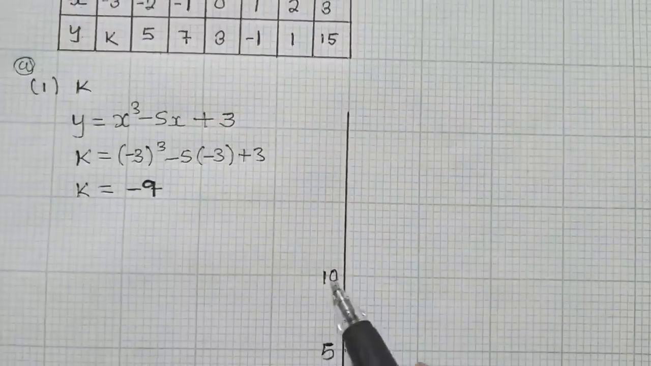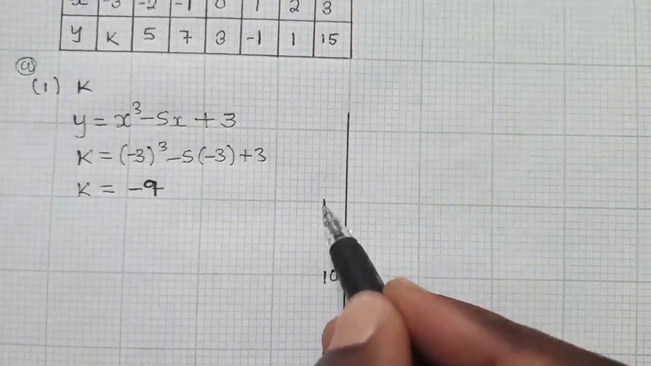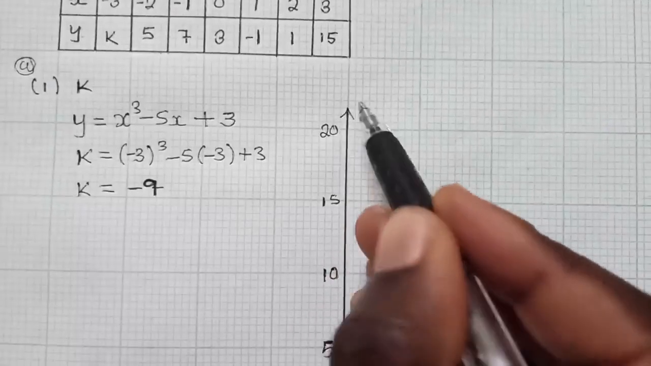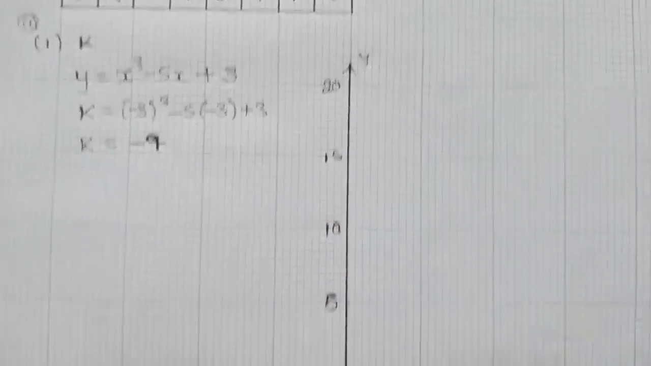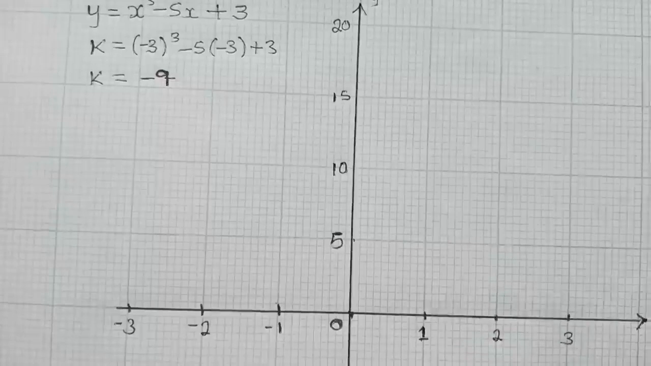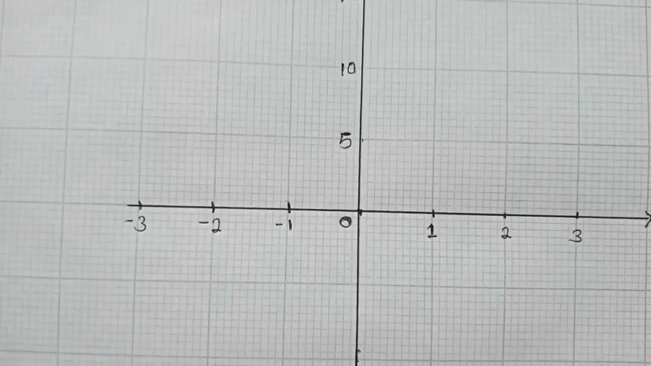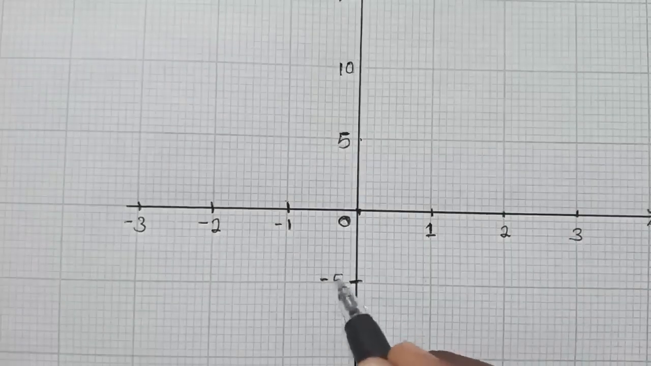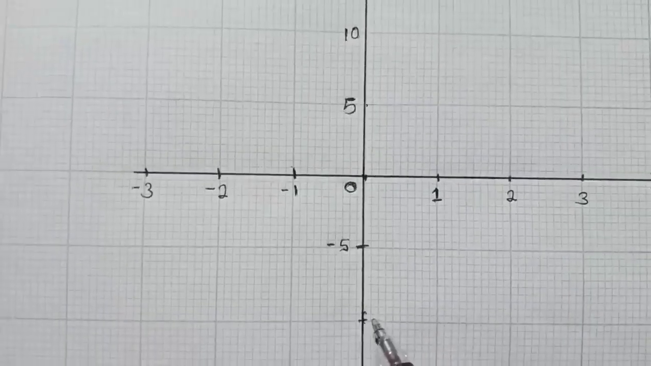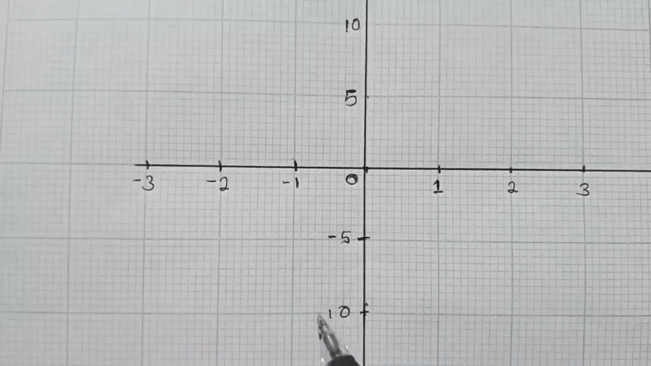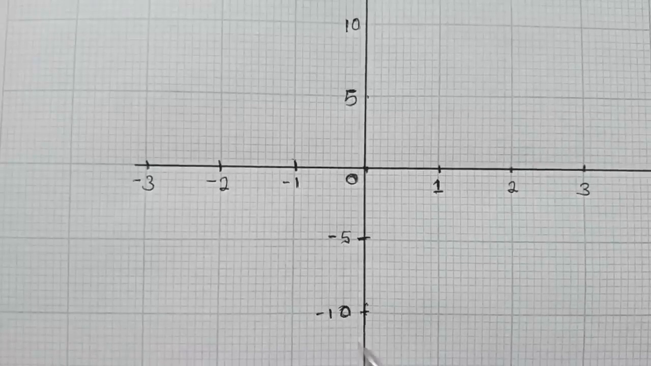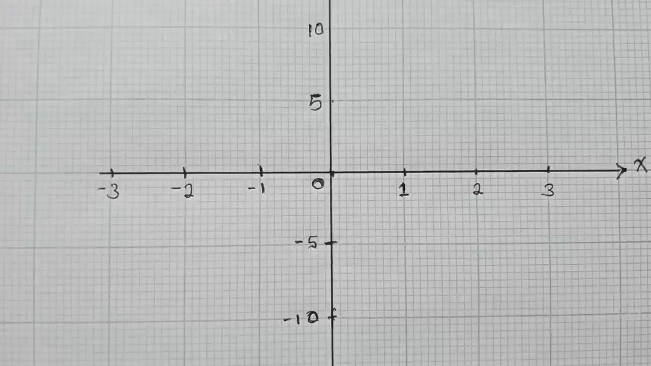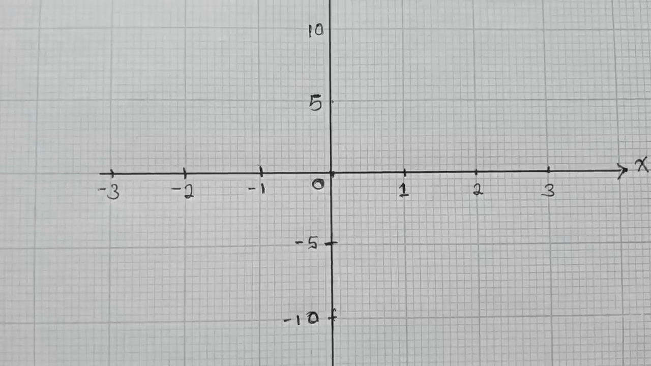From 10, we go to 15. From 15, we go to 20. So this is my y-axis. And then down, the same method. So from negative 5 here, we go to negative 10 because we're ending at negative 10. So this is negative 10, okay? All right, so now we can start plotting.